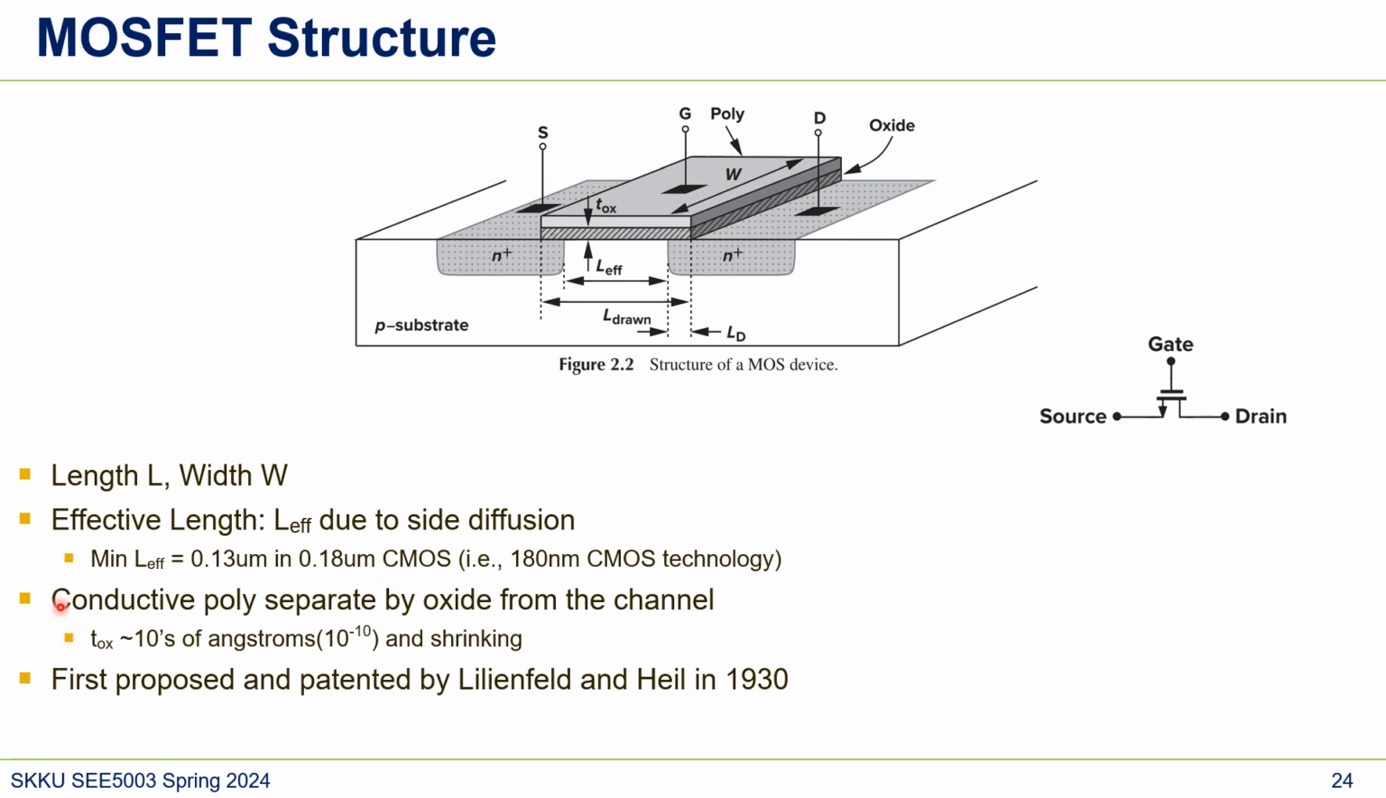Let's come back to the next item. Conductive poly here is separated by oxide from the channel. That is TOX, the oxide thickness. It's around 10 angstroms, but it's becoming smaller. And as I said, this MOSFET was first proposed by Lilienfeld and Heil in 1930.